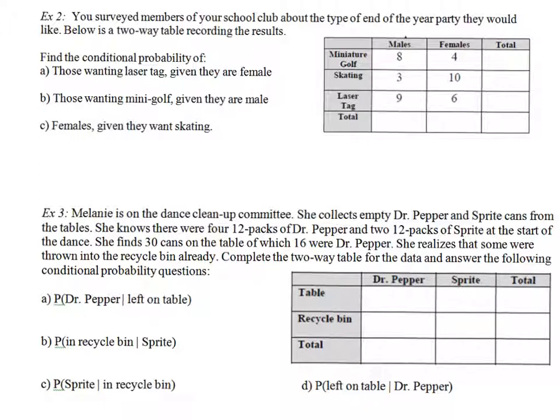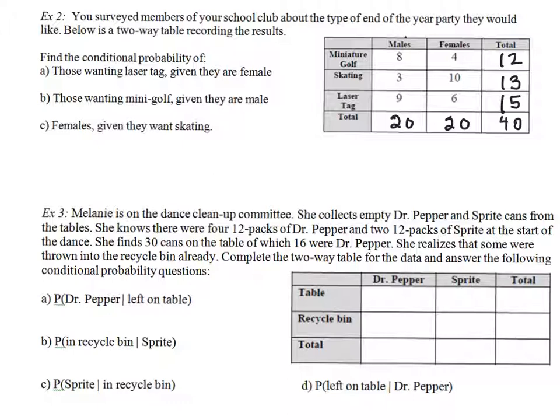So for miniature golf, if I have 8 males and 4 females, that's a total of 12 students. For skating, 3 males and 10 females give me a total of 13 people. 9 males want laser tag, 6 females want laser tag, so altogether there are 15 people that want laser tag. Add to get my total number of students, so 12 plus 13 plus 15 is giving me a total of 40 students. Now go the other direction. 8 plus 3 plus 9 is giving me 20 males that were surveyed. 4 plus 10 plus 6 is telling me that there were 20 females surveyed. So always fill out your table so that you can then use that information.